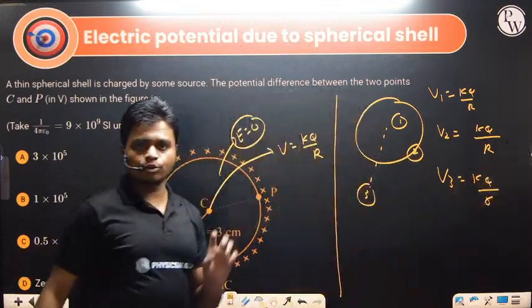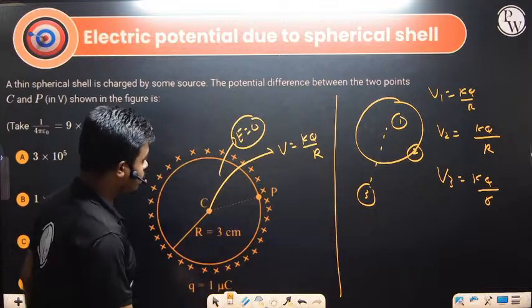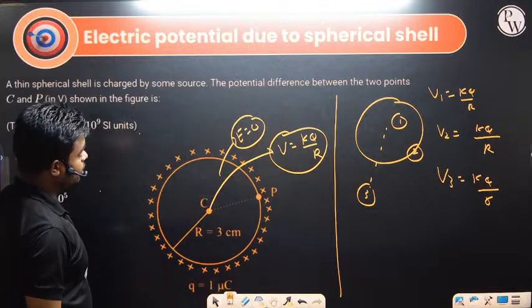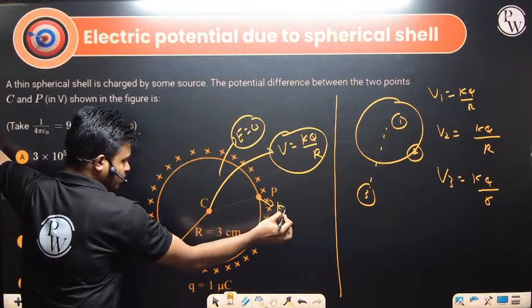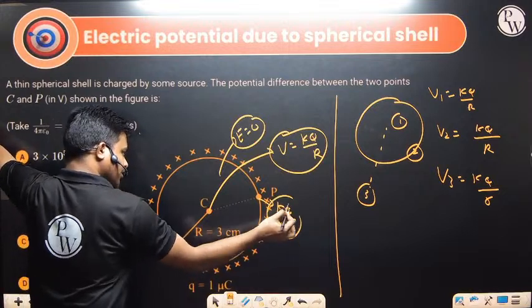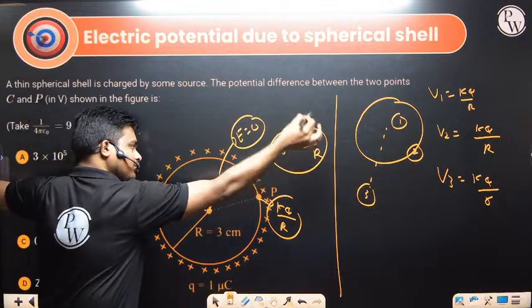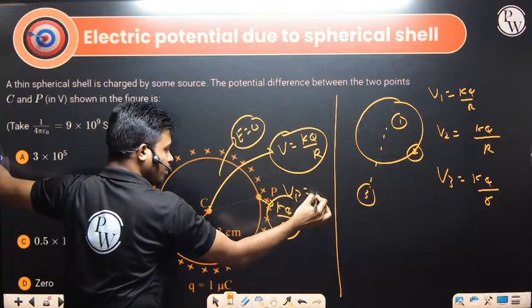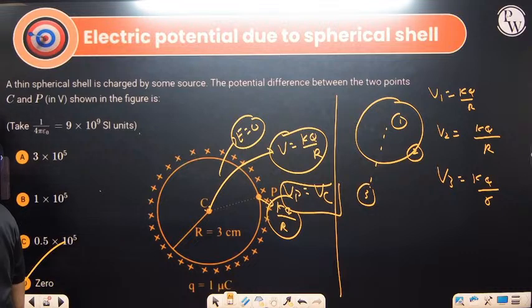KQ by R inside, KQ by R on the surface, but on the outside it is equal to KQ by small r. So this V is equal to KQ by R at the center. Next, between the two points C and P, where is P? P is also on the surface, so it is also KQ by R, and C is inside, that is also KQ by R. So the potential at point P and the potential at point C are the same. So what is the potential difference? The answer is option D. Clear?